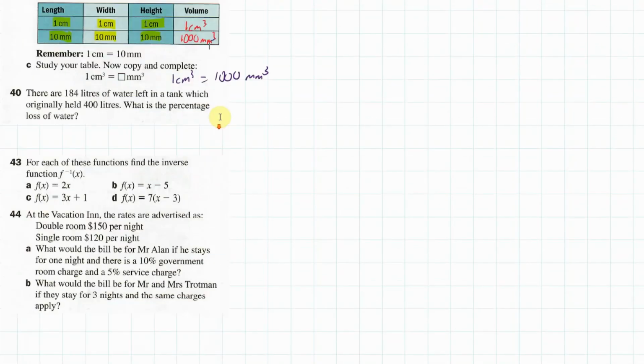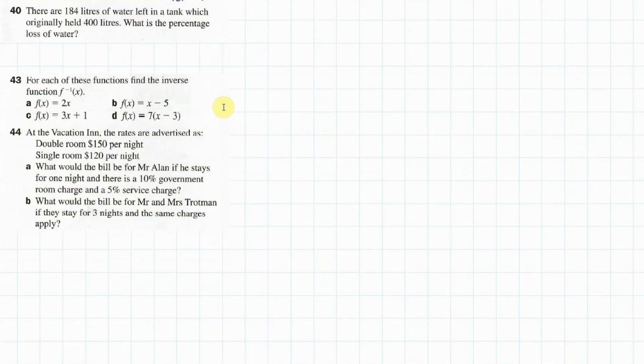Okay, moving on. We've got this tank which originally held 400 litres, but there's only 184 litres left, so we want to find the percentage loss. So find the loss, divide it by the original amount, and then times it by 100. Now, the loss is equal to the original 400, take away what you've currently got, then you're going to put that over the 400 at the beginning and times it by 100.